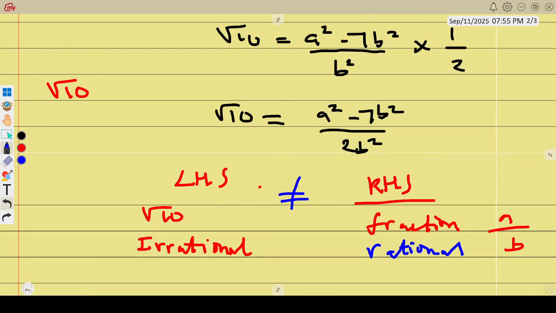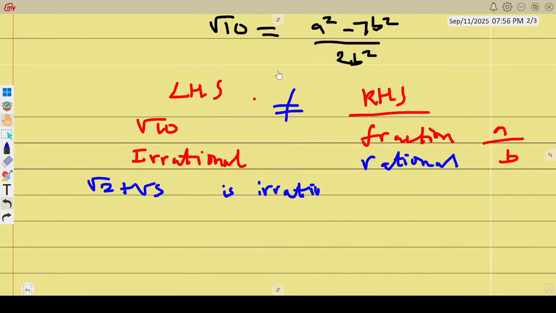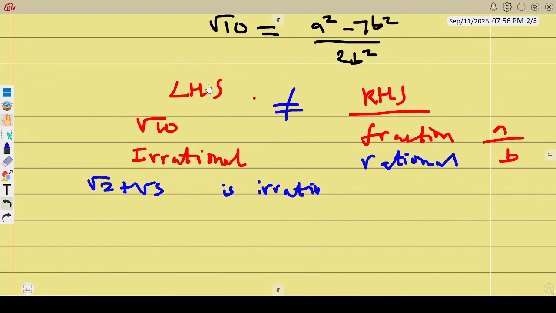Therefore, you conclude, therefore root 2, when you add it with root 5, is irrational. Yeah, and then why is it irrational? It's because left hand side is not equal to right hand side, because irrational is not equal to rational.